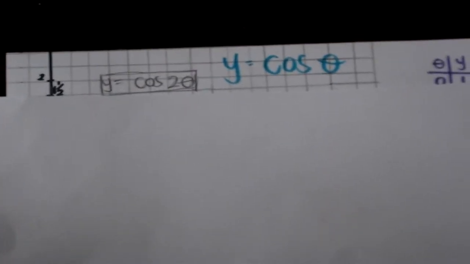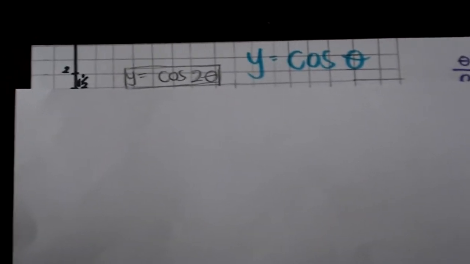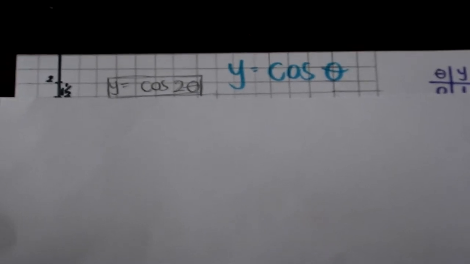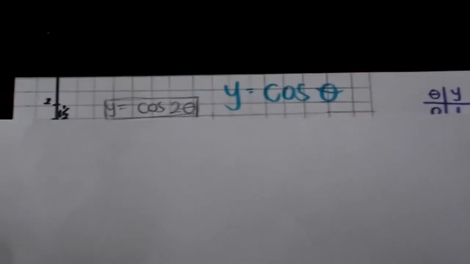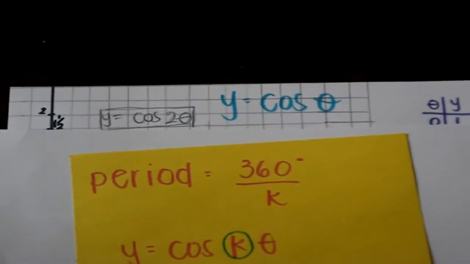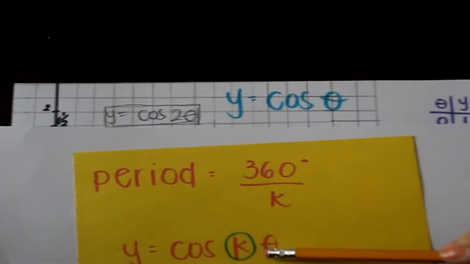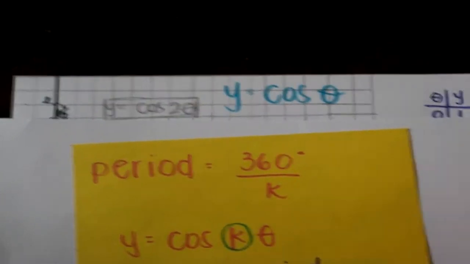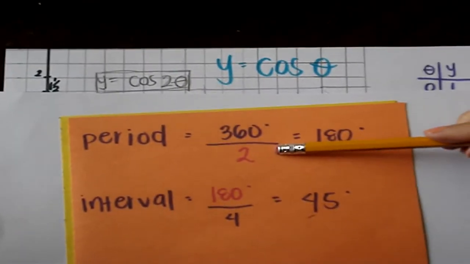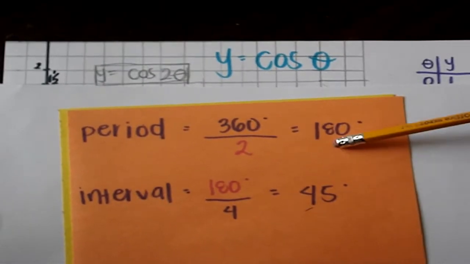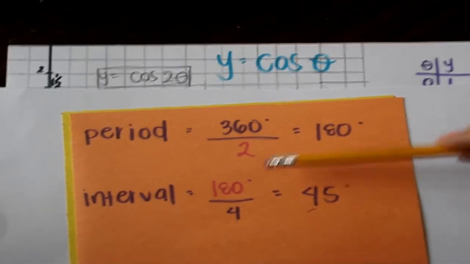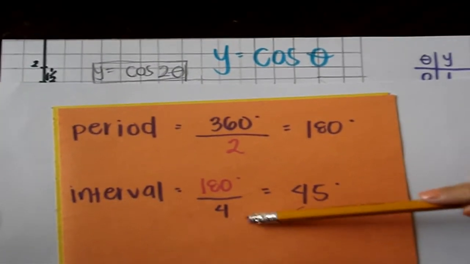First, we are going to take a look at how the period affects the parent graph. Our first example is y equals cos 2 theta. This is the formula to find the period. K is the coefficient of theta, so in this case K is 2. Then you would take 360 divided by 2, which is 180. You would then take 180 and divide by 4, that gives you the interval.